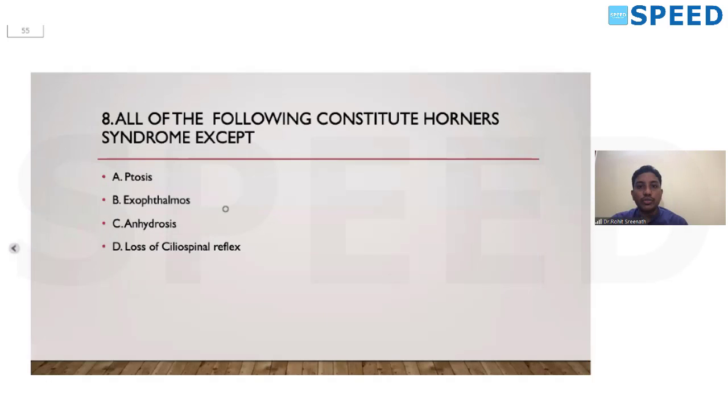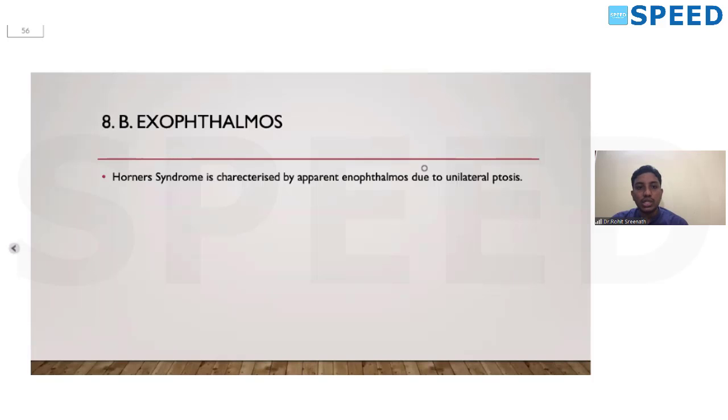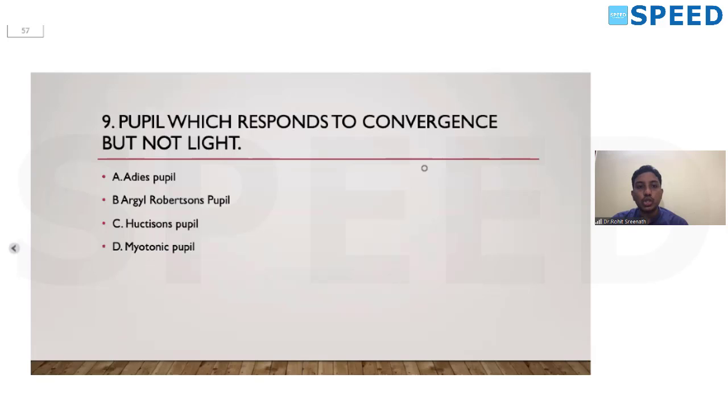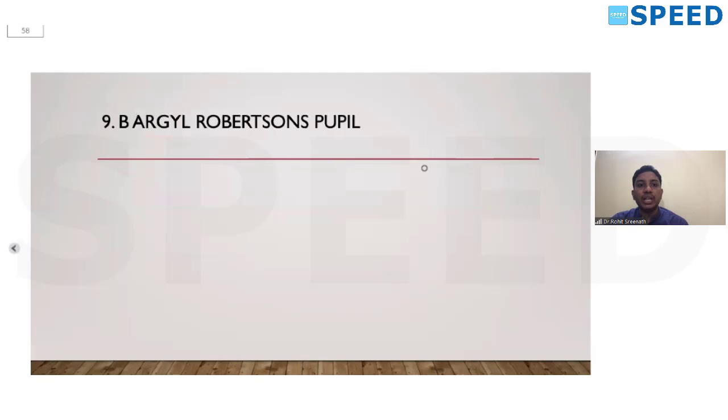So all the following constitute Horner syndrome except, okay, so just now we discussed it is not exophthalmos, it is an apparent enophthalmos. So the answer is exophthalmos. Exophthalmos is not a feature of Horner's. Horner's is characterized by an apparent enophthalmos. Next, pupil which responds to convergence but not light reflex. The answer is Argyll-Robertson pupil.